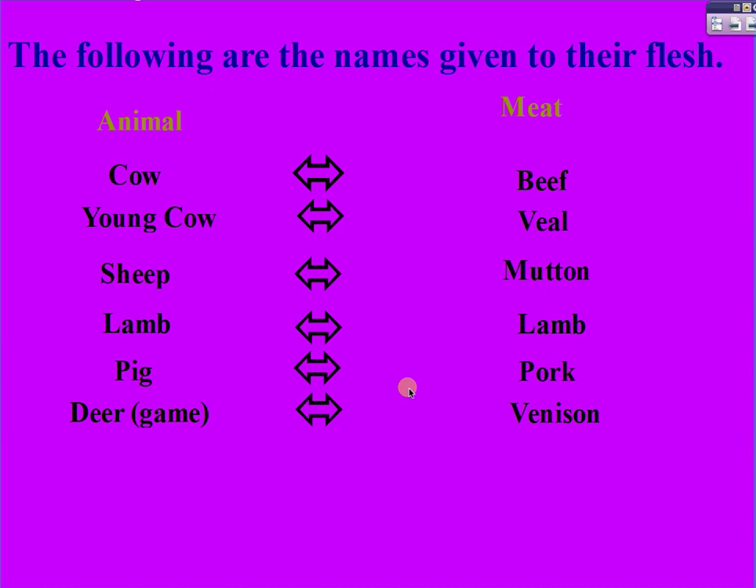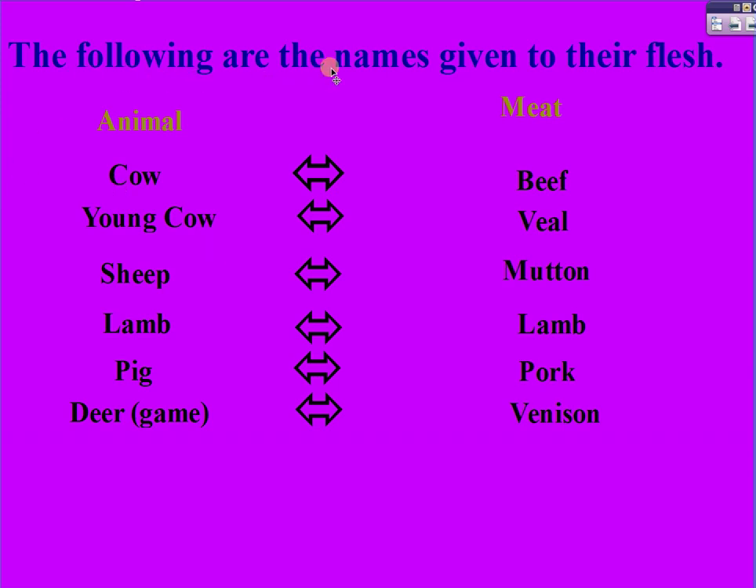We are going to look at the names given to flesh of animals. When the animal is killed, what name do we give to the animal? If a cow is killed, we don't call it a cow. Now, follow me and let's go through this table.